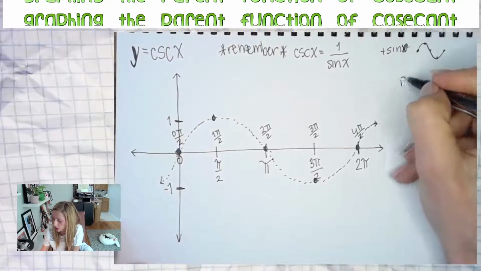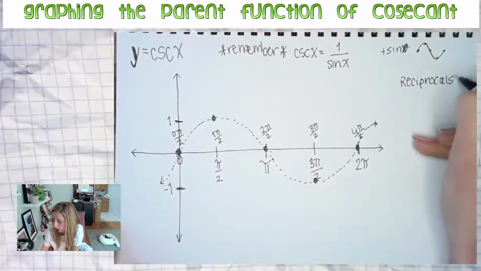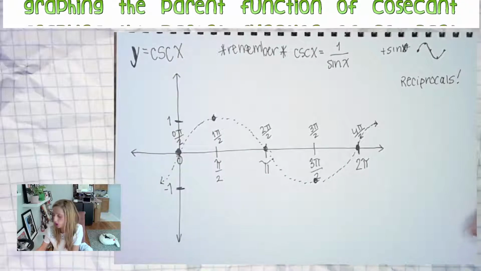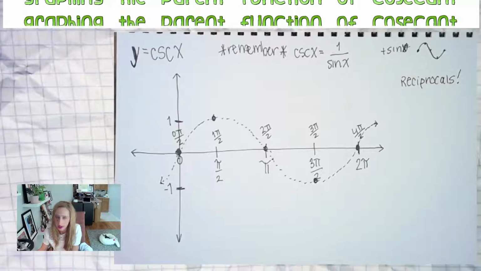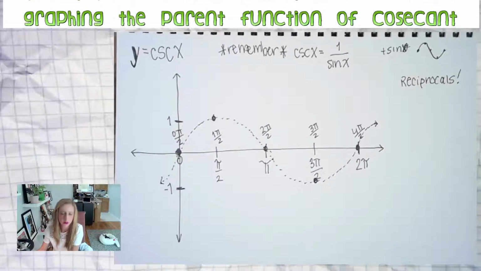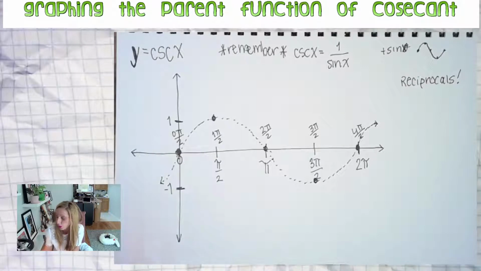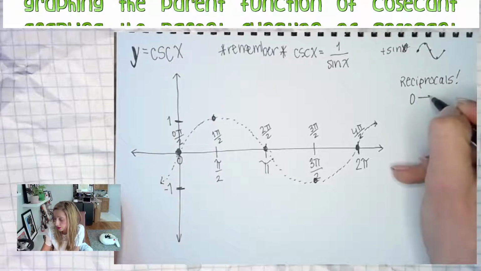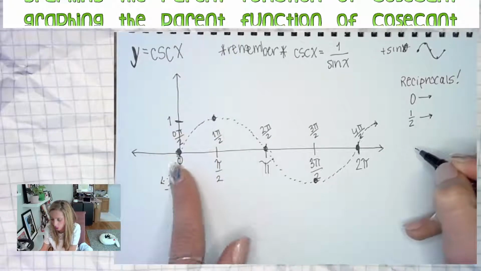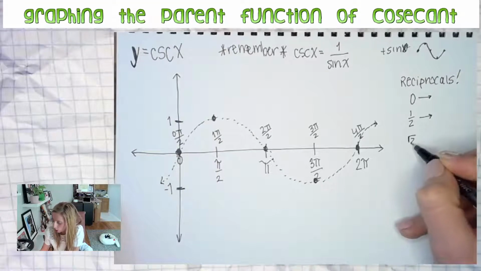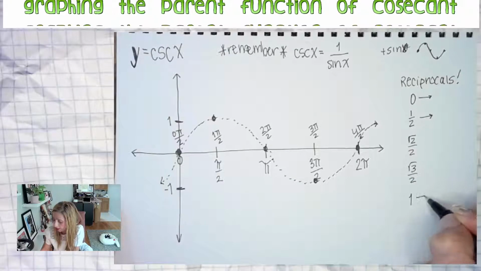Now let's think of some reciprocals. We have dedicated a lot of time and energy, I hope, to memorizing some of these reciprocals. We just don't have all day for you to think and figure this out again every time you do a problem. You've got to know it the way you know your name, the way you know your times tables, I hope. So what's the reciprocal of 0? What's the reciprocal of a half? I'm just thinking of the values going from here to here for sine. What about root 2 over 2, root 3 over 2, and 1?